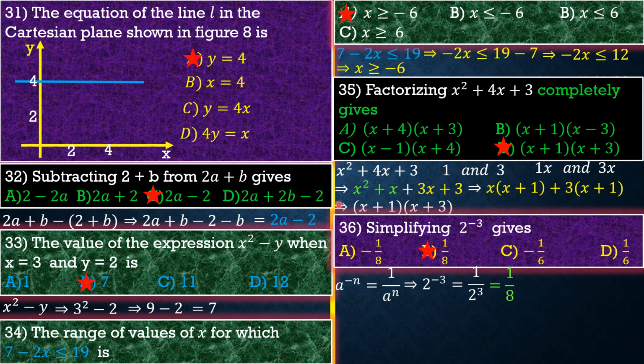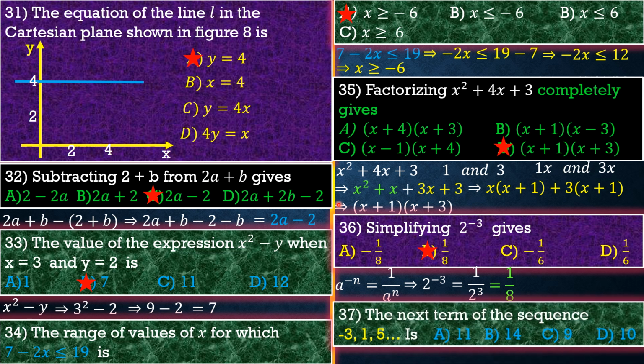Question 37, guys, simply reads: the next term of the sequence negative 3, 1, 5 is. So guys, if you notice, if you take the second term minus the first, or the third minus the second, we are going to have 1 minus minus 3, which is the same as 5 minus 1, right? Because 1 minus minus 3 is 4, and 5 minus 1 is 4.